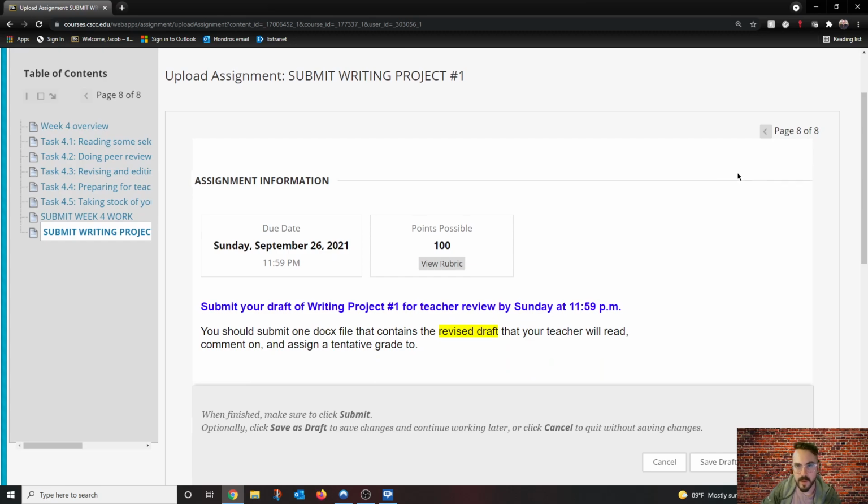Peer review is going on the discussion board. The writing that you do in response to task 4.5 is submitted here, submit week 4 work, and your final draft of your writing project is submitted here.